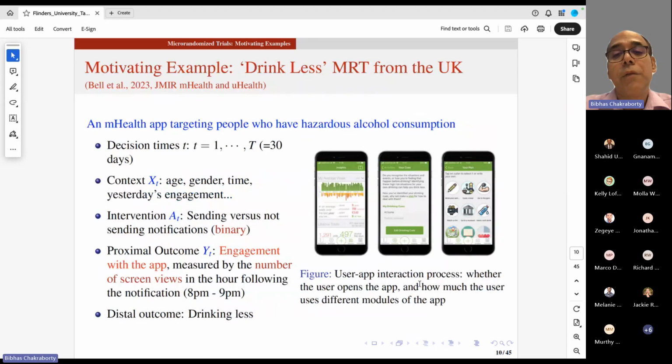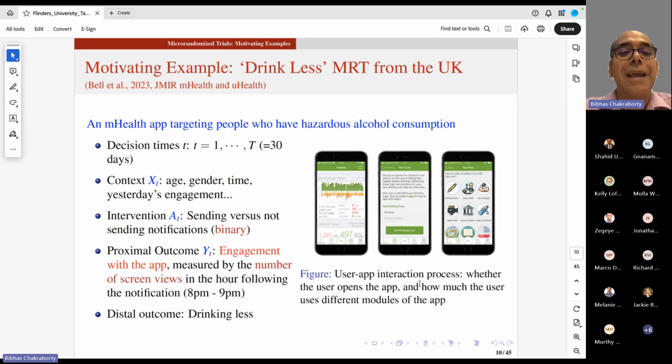Okay, so our first example is called the Drink Less Micro-Randomized Trial. It's from the UK. This is an mHealth app targeting people who have hazardous levels of alcohol consumption. So here it's a 30-day intervention period. So there are 30 time points of intervention. And of course, all these contextual variables: age, gender, time, yesterday's engagement with the app, etc. This is an alcohol reduction app, right?